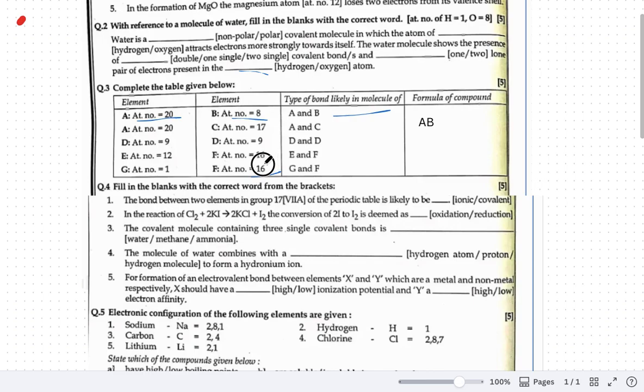Okay, the 6 in the outermost orbit over here needs to be made to 8. So we'll take 2 of these, 2 of G from here. That will make it G2F, not GF2.